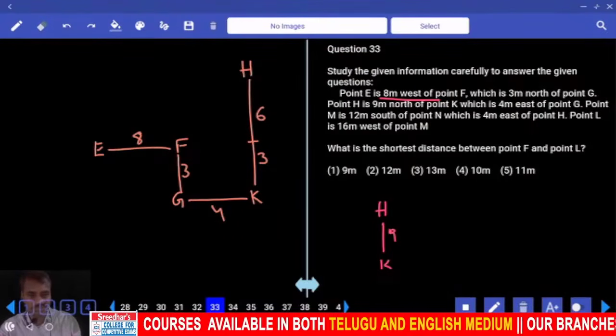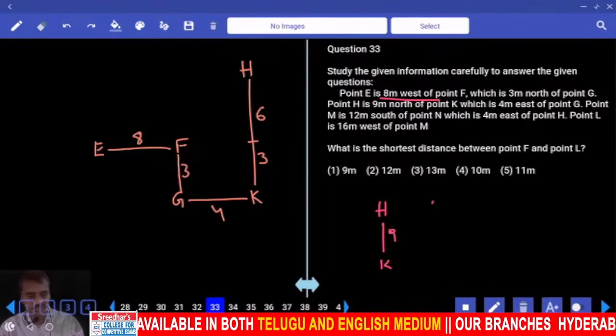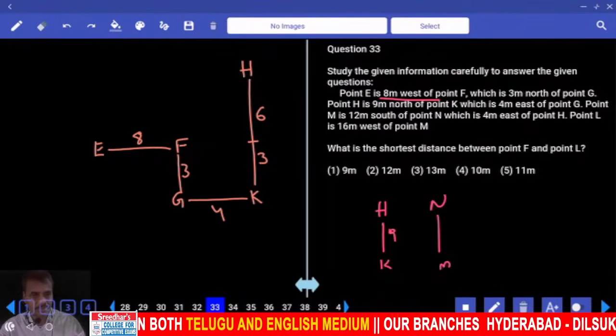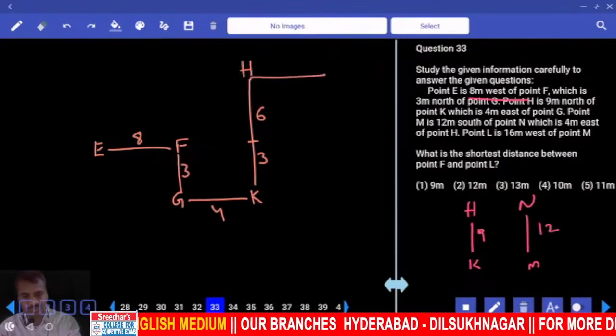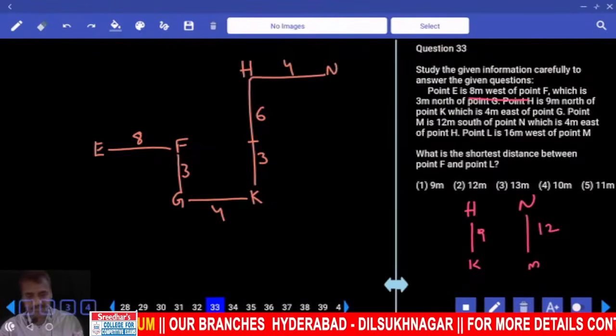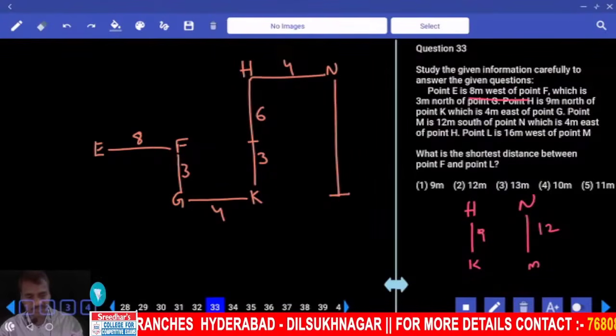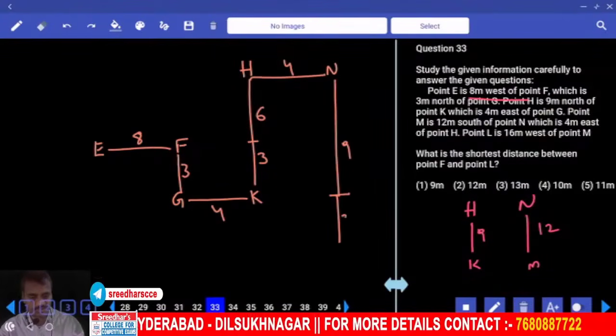M is 12 meters to the south of N. N is 4 meters to the east of H. Then M is 12 meters. 12 meters means up to here this is 9, plus 3 more meters.